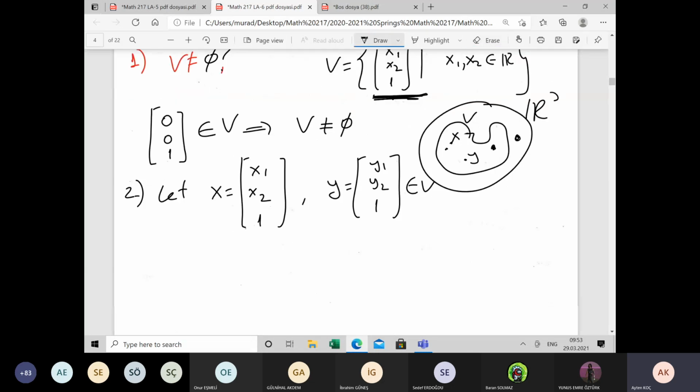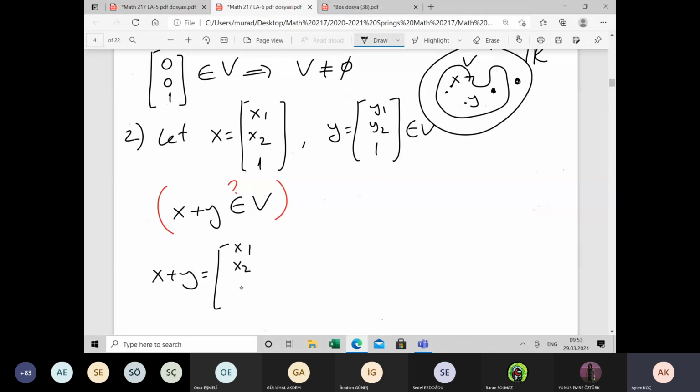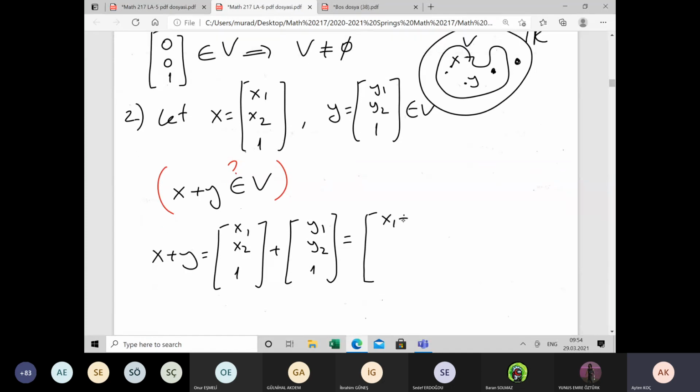In V. Our aim is to show whether x plus y is in V or not. Let's compute x plus y. X is (x1, x2, 1) and y is (y1, y2, 1). The sum of two vectors is the sum of the corresponding components: (x1 plus y1, x2 plus y2, 1 plus 1).